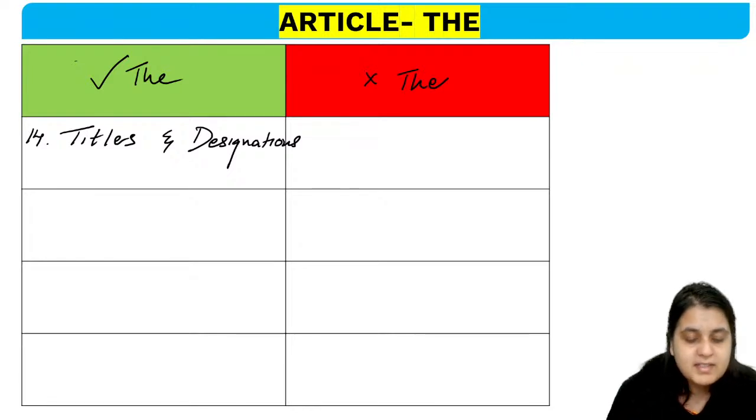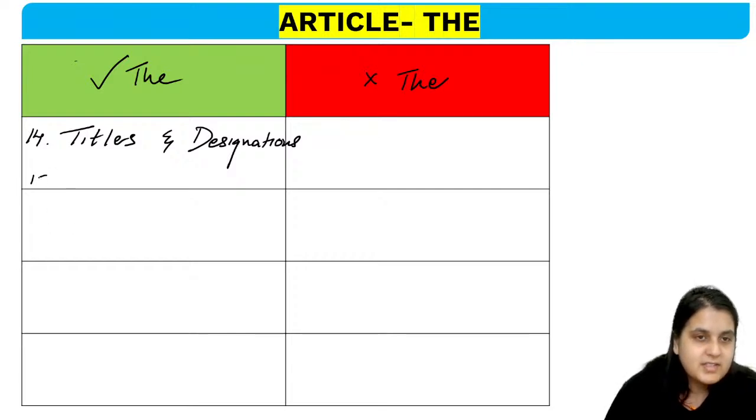Okay, so titles and designations, you say the CEO, the MD. For example, Mahatma Gandhi is the father of our nation. Then you use it with sobriquets or designations also, like Sarojini Naidu is the Nightingale of India. We use it in Sardar Vallabhbhai Patel, the Iron Man of India. So, before titles and designations.